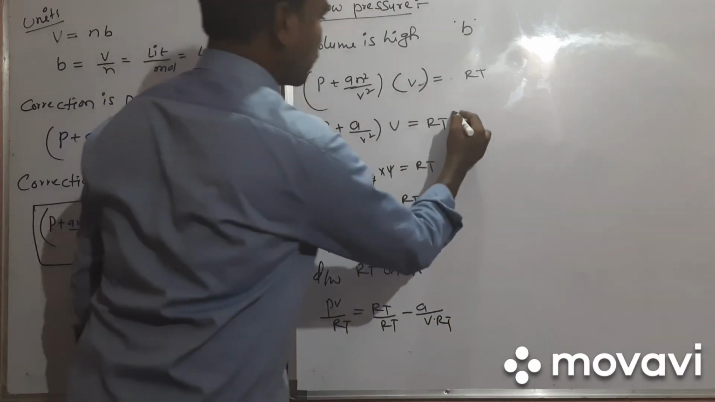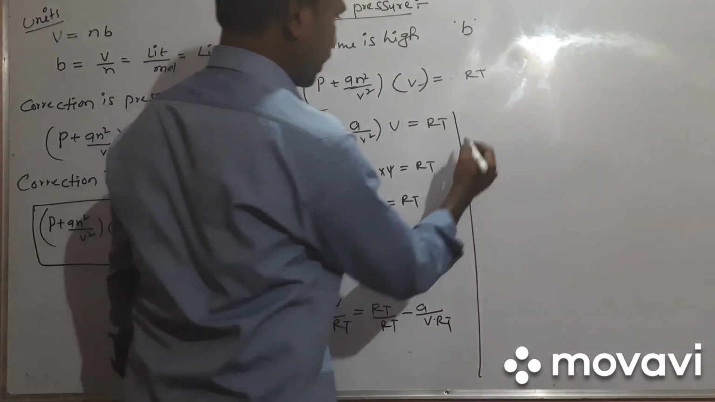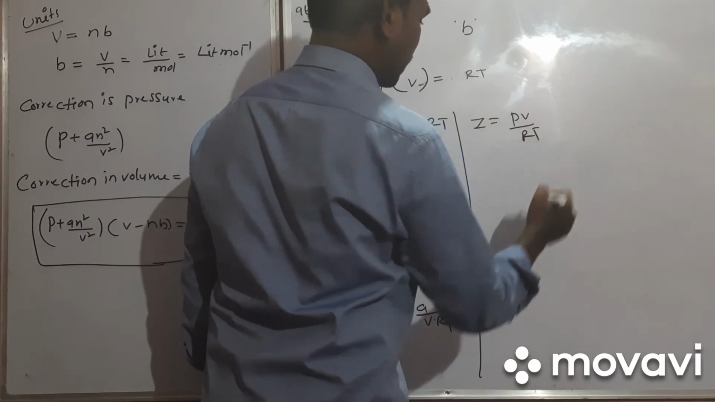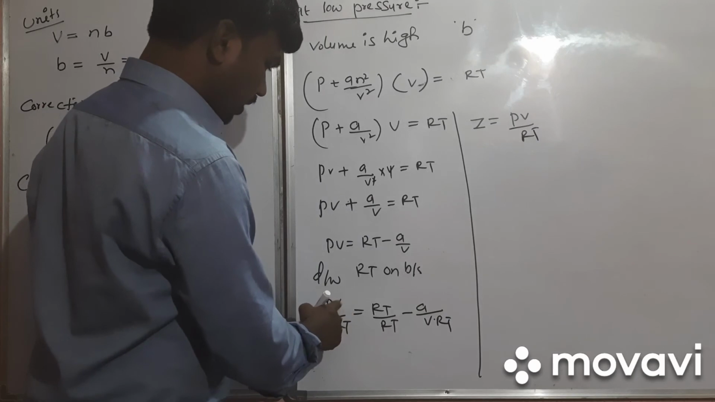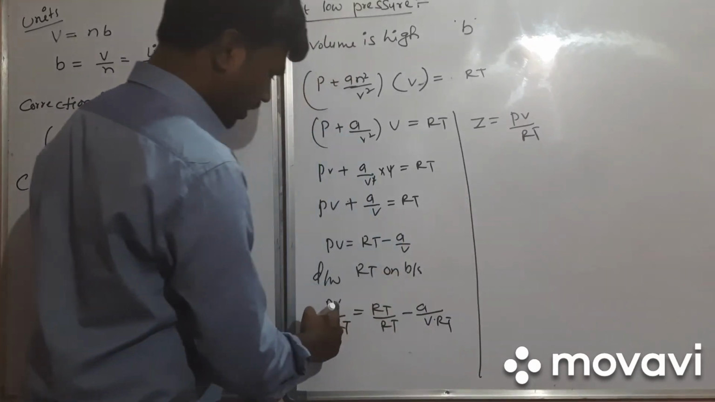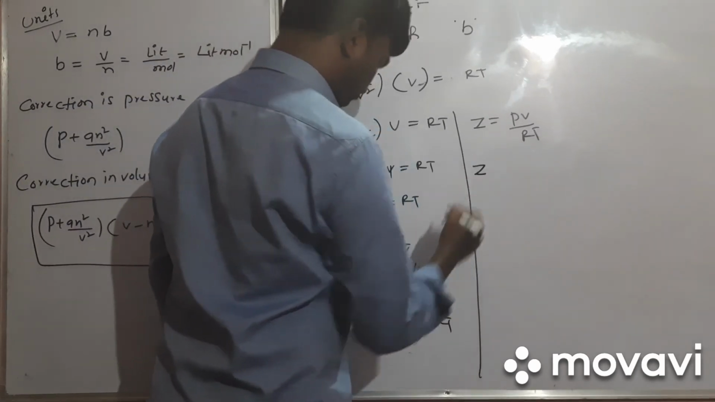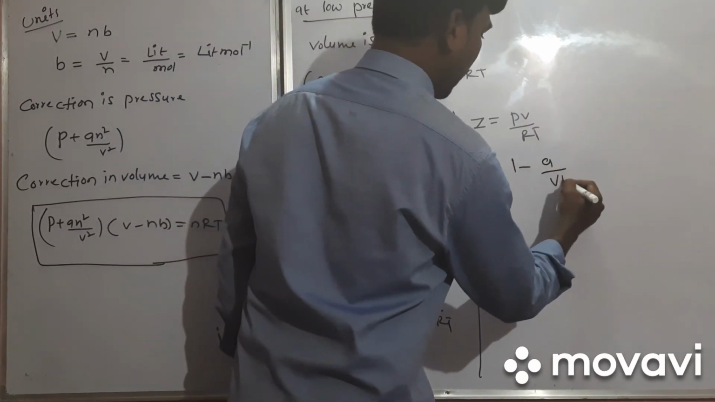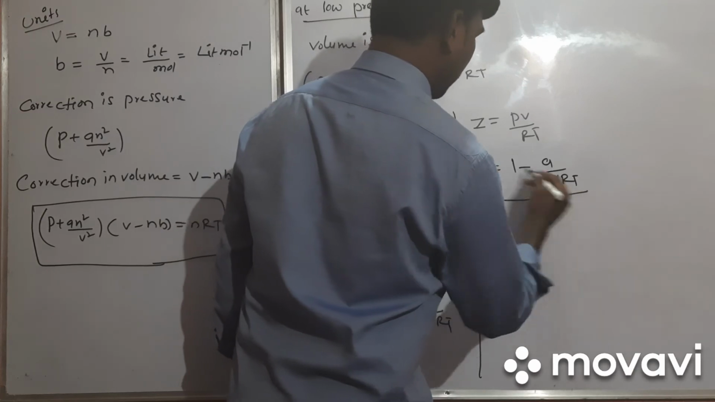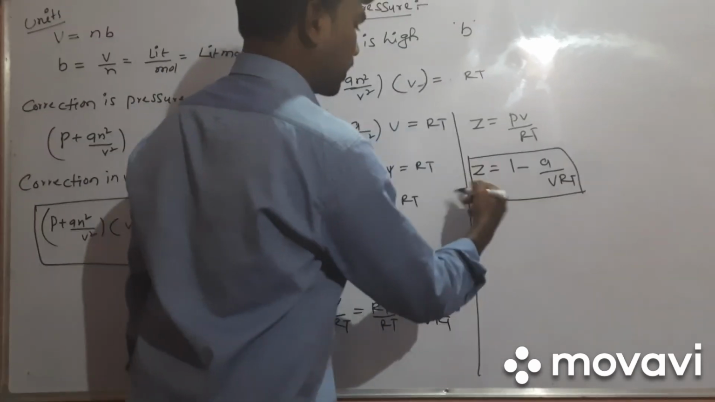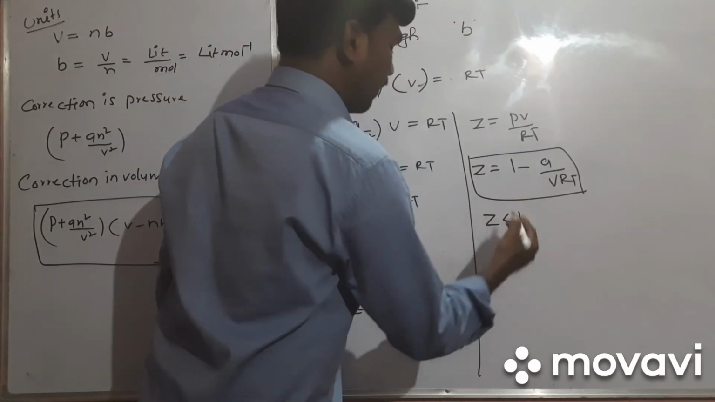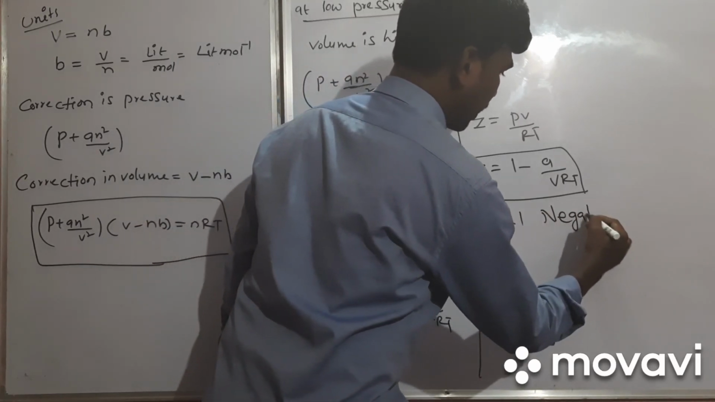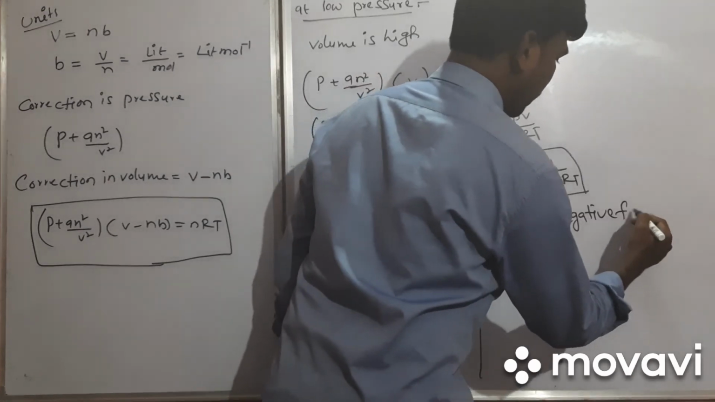We know that compressibility factor Z is equal to PV/RT. So instead of PV/RT, I am taking Z, the compressibility factor. Z = 1 − a/(VRT). So here the Z value is less than 1, and where Z is less than 1, that is negative deviation from the ideal behavior.